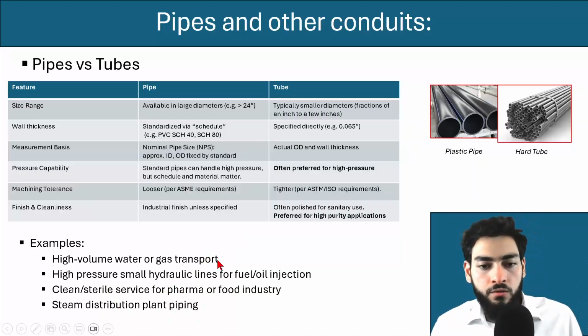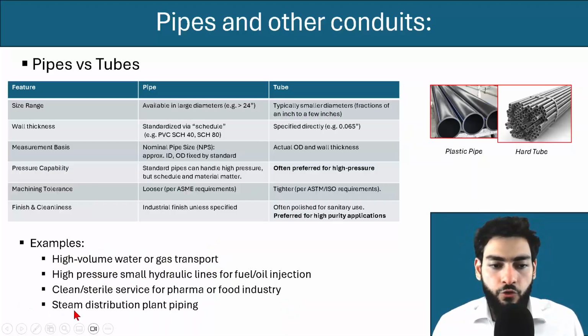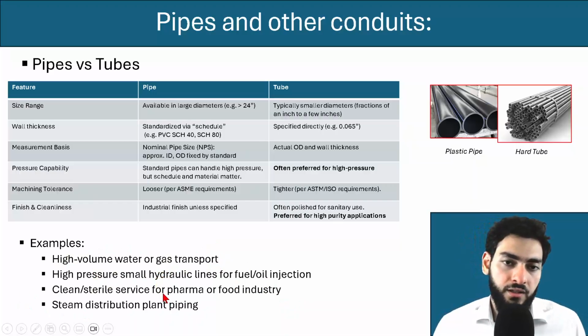Let's look at these examples together, and let's try to predict whether pipes would be more suitable or tubing would be more suitable. So you can pause the video and look at these 4 examples, and then we're going to solve it together.